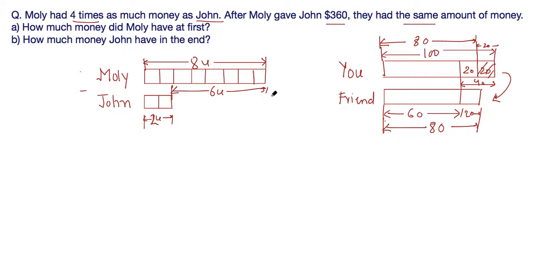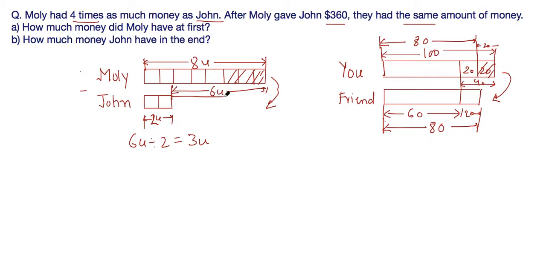So how much should she give to John so that both of them become equal? Half of 6 is what? She should give half of 6 units because she is 6 units more. That means she should give 3 units, these 3 units to John, so that they become equal. So let's transfer these 3 units to John.